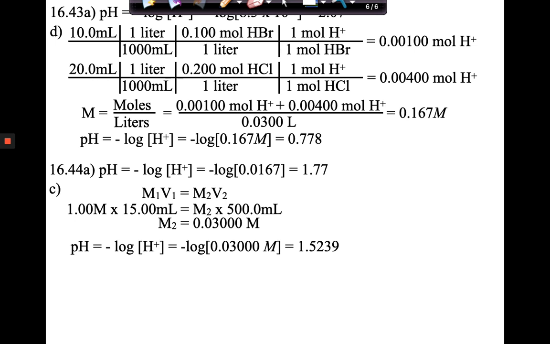So guys, when we dump those together, what that means then is that the hydrogen from the HBr and the hydrogen from the HCl are both available to form hydronium, and the amount of that we have is the sum of these. So molarity is moles divided by liters. We have 0.001 moles from this solution, 0.004 moles from that solution, but now the volume's changed. When we start with 10 and 20, we dump that together.